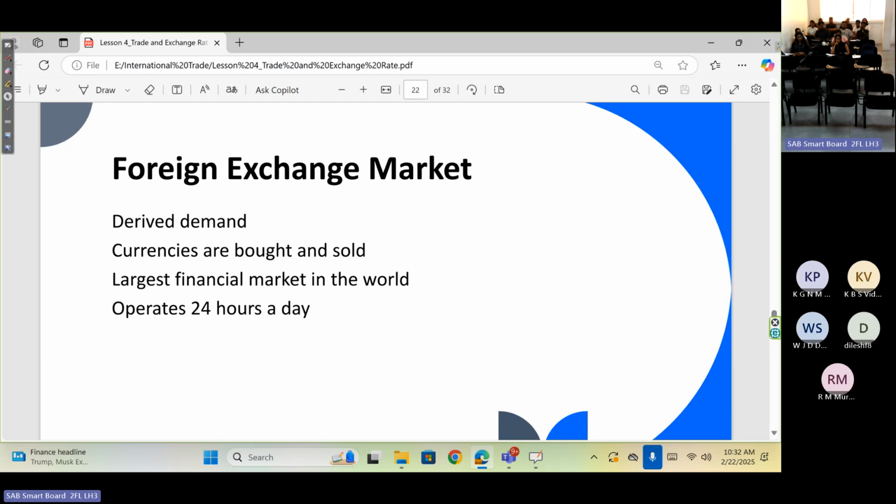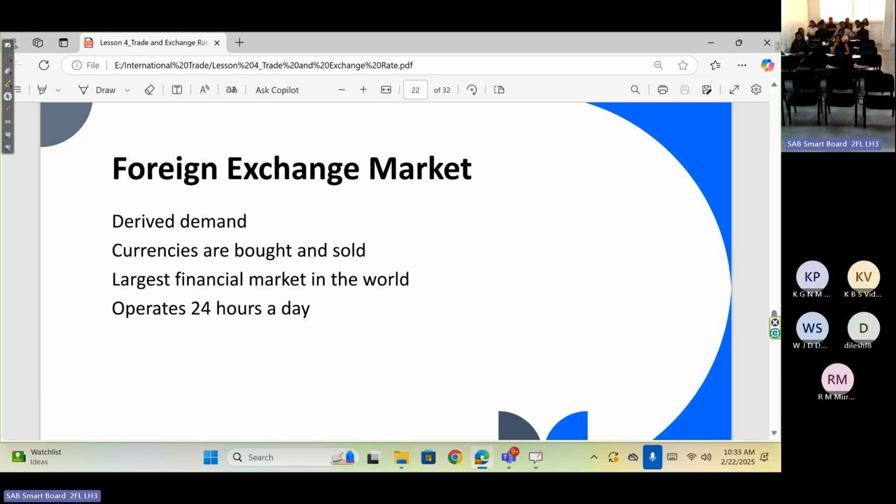Other than that, what is meant by derived demand? In Sinhala we call it vyutpanna illu, right? In a regular market, there is direct demand, not derived. Compared with a regular market for a product, the foreign exchange market has a derived demand. What is meant by derived?